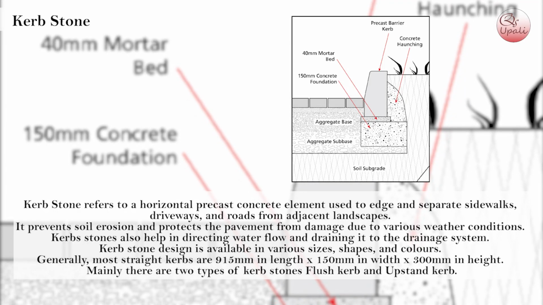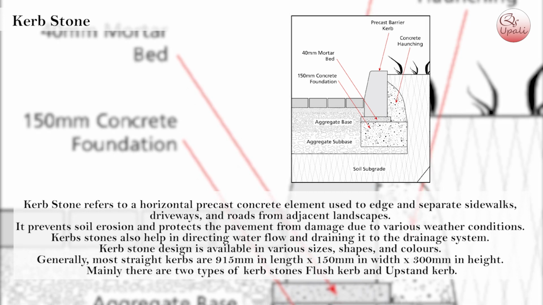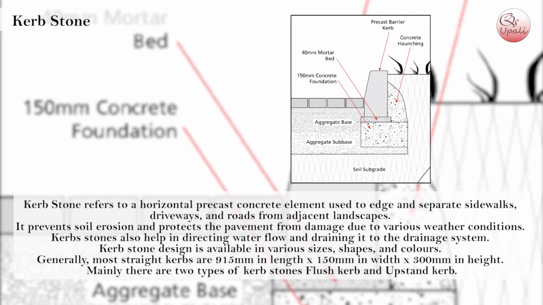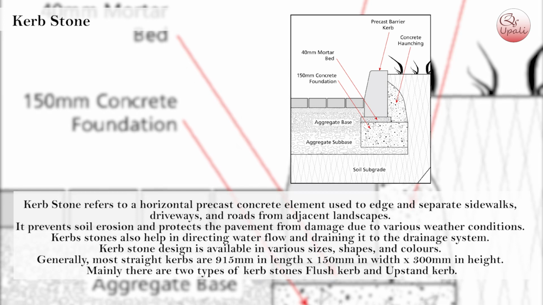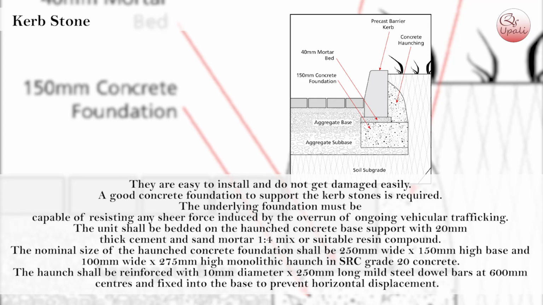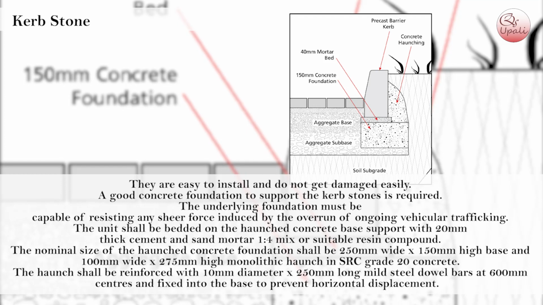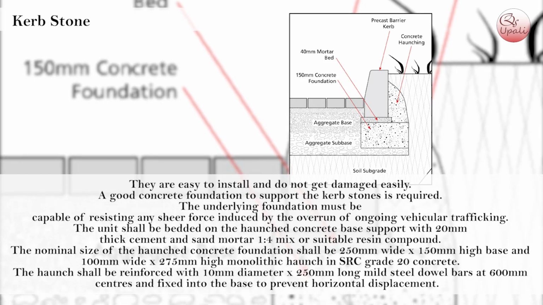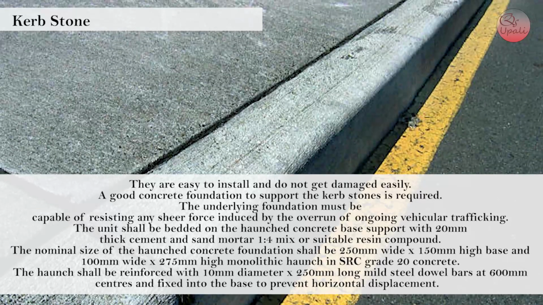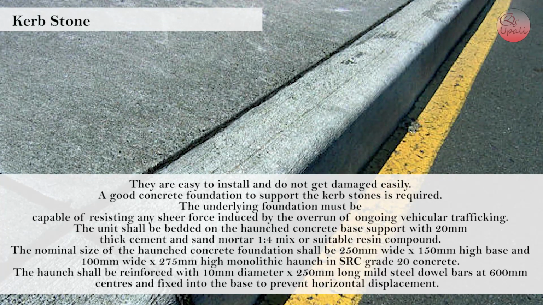Generally, most straight curbs are 915 mm in length by 150 mm in width by 300 mm in height. Mainly, there are two types of curbstones, flush curb and upstand curb. They are easy to install and do not get damaged easily. A good concrete foundation to support the curbstones is required. The underlying foundation must be capable of resisting any shear force induced by the overrun of ongoing vehicular trafficking.